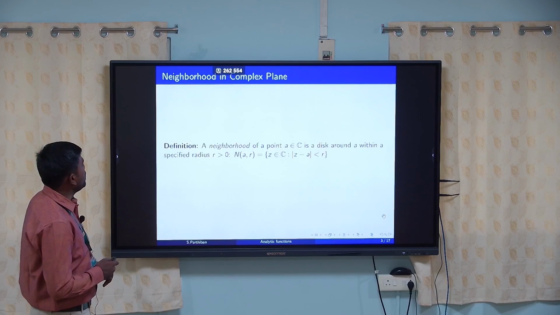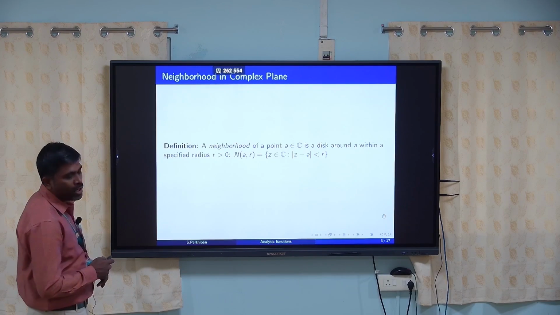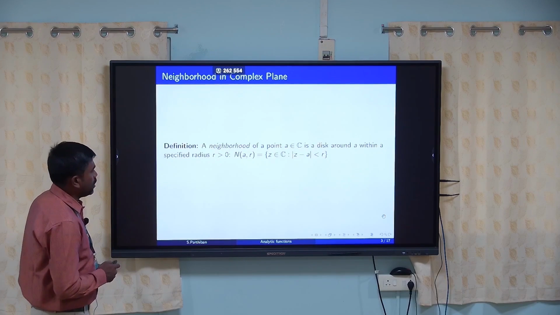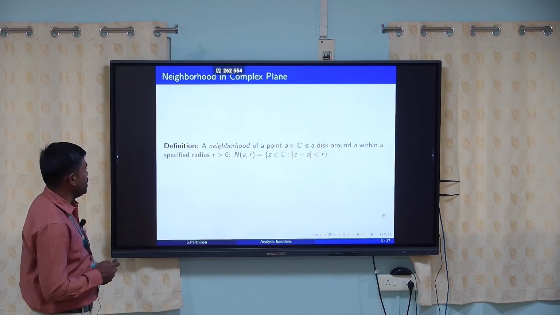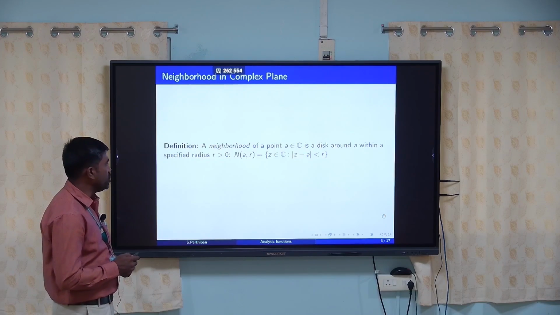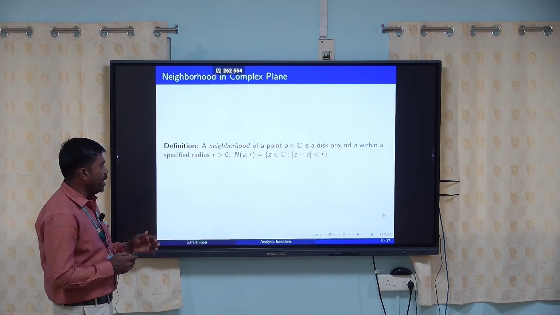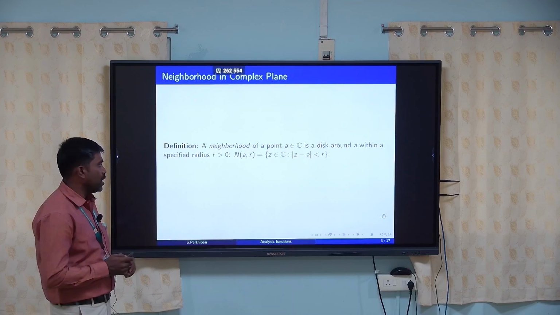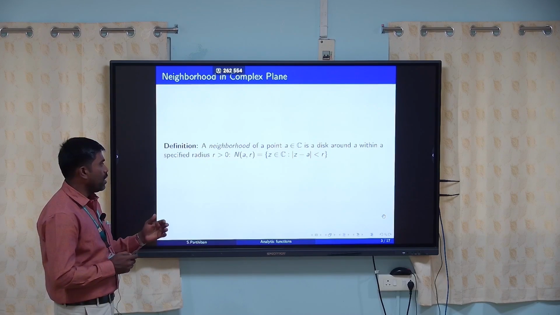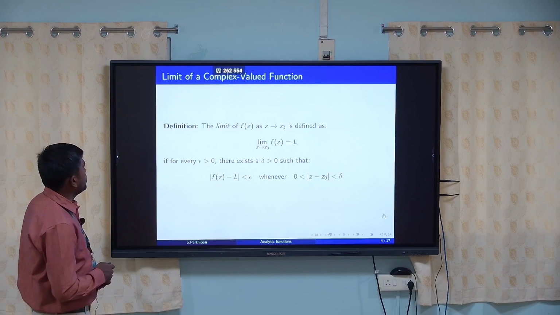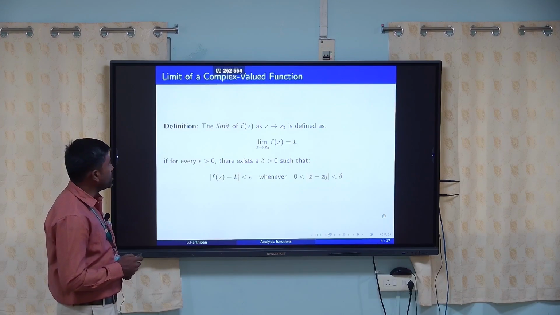First, we see the definition of neighborhood in complex plane. A neighborhood of a point a in complex plane is a disk around a within a specified radius r greater than 0. Neighborhood is the set of all points whose distance from a is less than r. Next, the limit of a complex valued function.